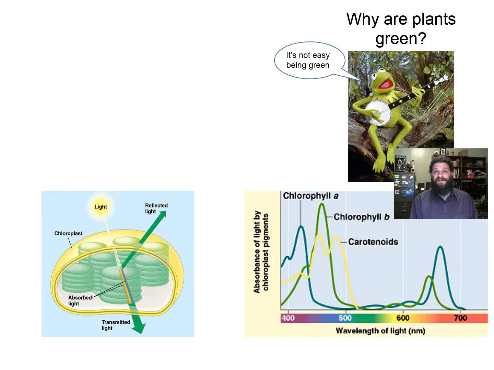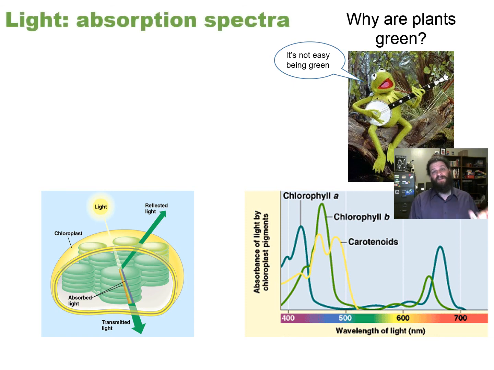It's not easy being green. Whenever we look at something, the color that we see is really a result of the light interacting with the surface of whatever it is that we're looking at. If that surface absorbs some wavelengths, then those are the wavelengths that we're not going to see. So what we're actually going to see is what is reflected, what is not absorbed.